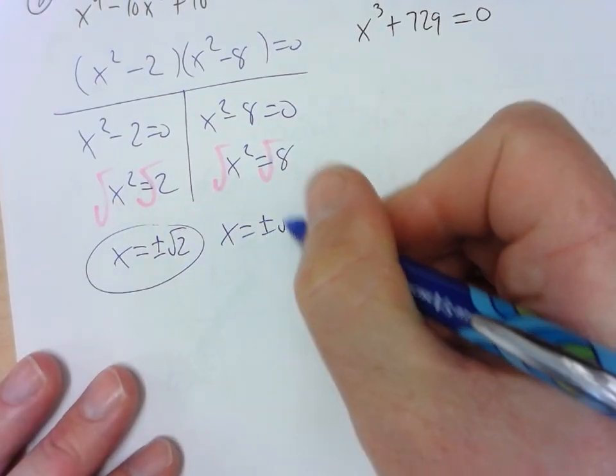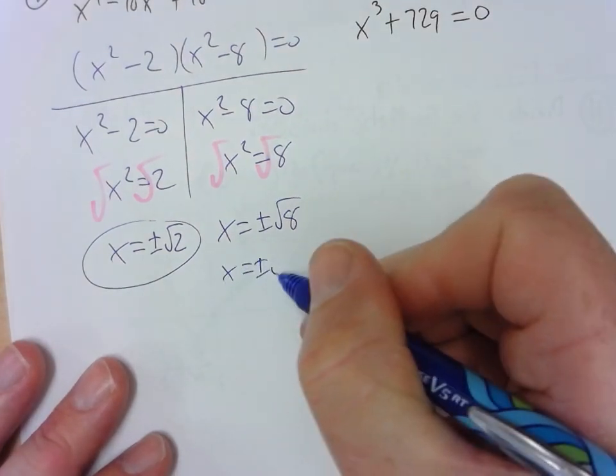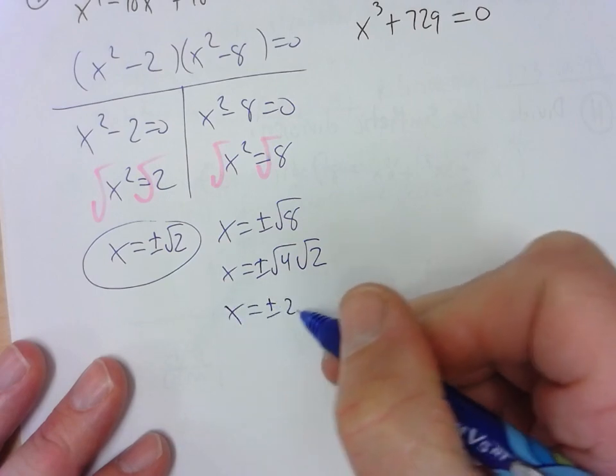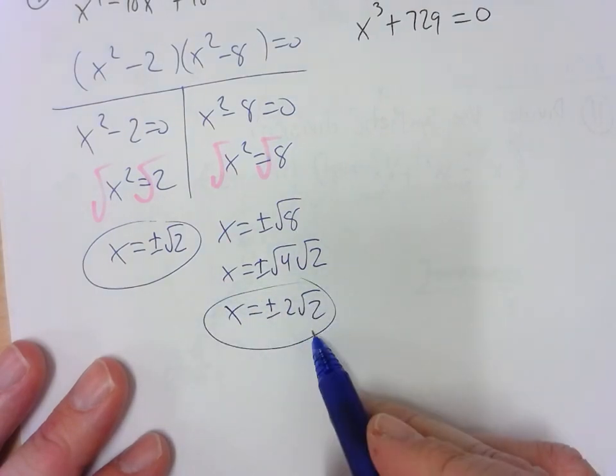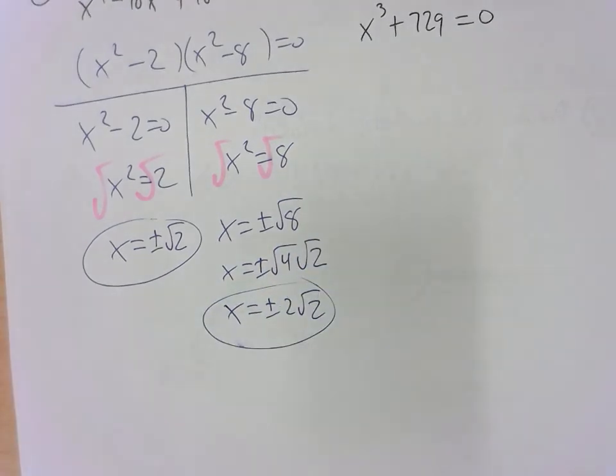Plus or minus the square root of 8. Now 8 is actually equal to this: plus or minus the square root of 4 times the square root of 2. So x is equal to plus or minus 2 radical 2. That's actually the best answer, but I won't harm you too bad if you leave it like plus or minus the square root of 8.